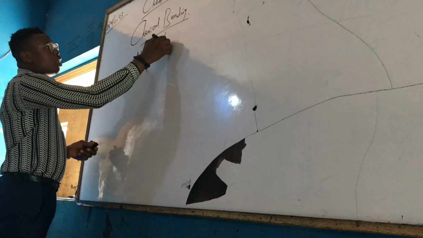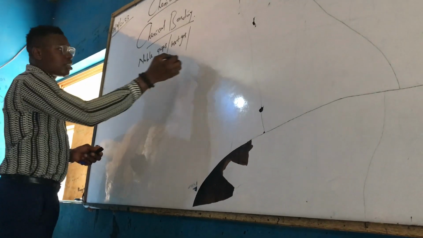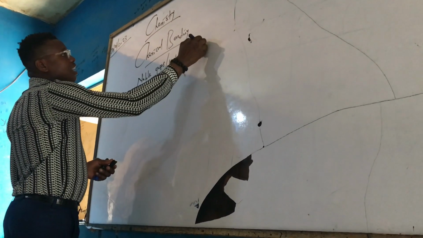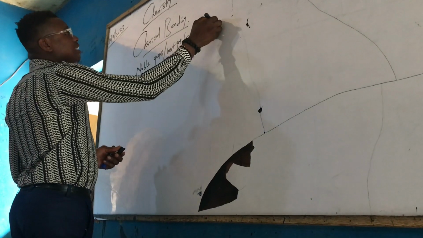Already know can also be called inert gas. It can also be called real gas, and it can also be called unreactive elements.